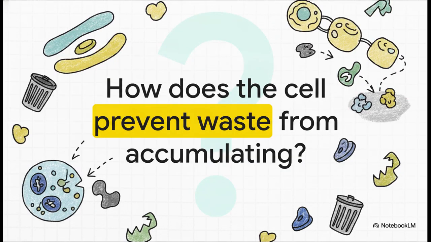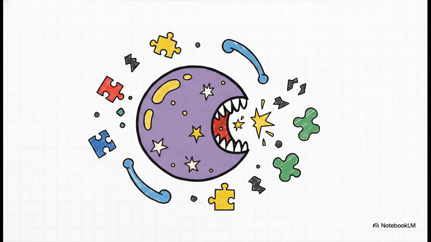Now, with all of this intense manufacturing and shipping going on, things are definitely going to get a bit messy. So you might be wondering, how exactly does the cell handle all the inevitable trash, the damaged parts, and the waste materials? How does it avoid turning into a microscopic landfill? Well, the answer is lysosomes. These guys are the cell's dedicated cleanup crew.